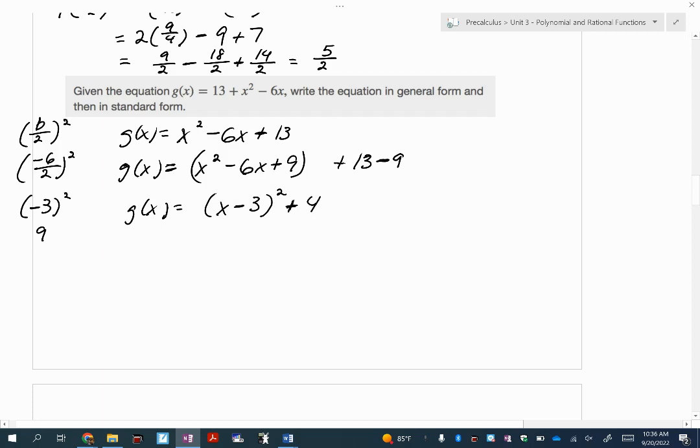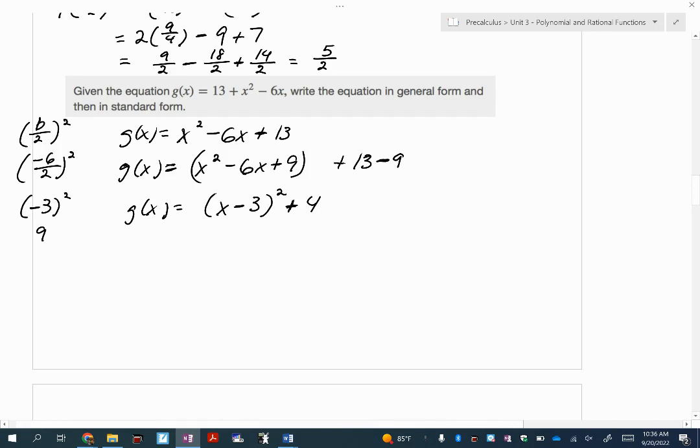All right, so that's for me, that's faster than finding the axis of symmetry and then plugging it back in. But you could totally do that, right? The opposite of negative 6 is going to be 6 divided by 2 times 1. That's going to give you a positive 3 for your x value. Plugging in 3, you get 9 minus 18, which is negative 9, plus 13 is 4. So you get the same thing.